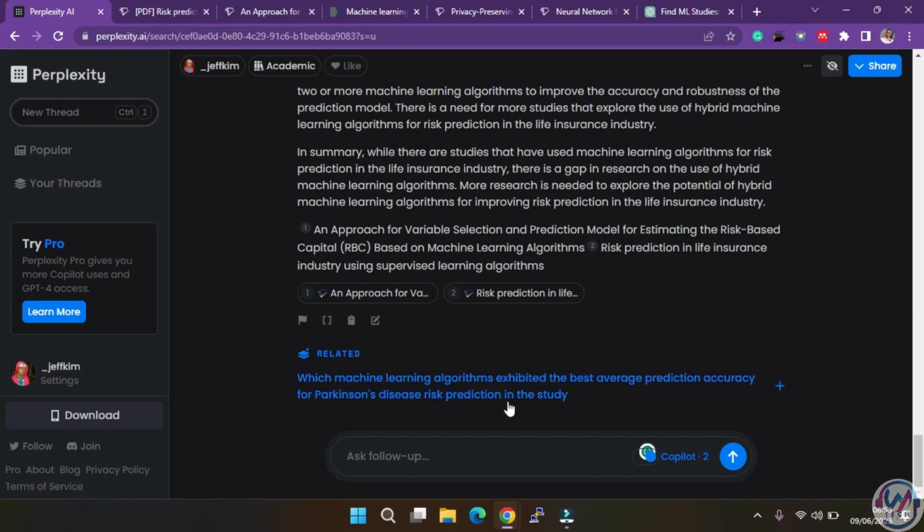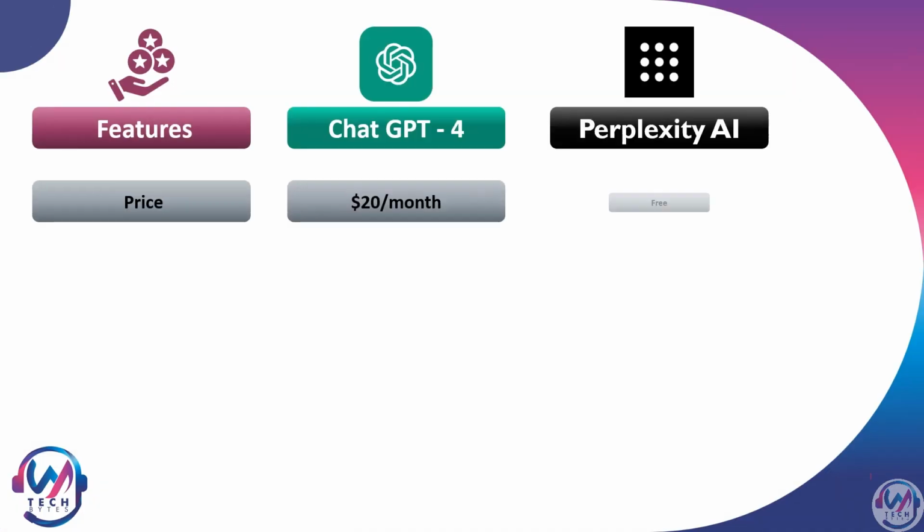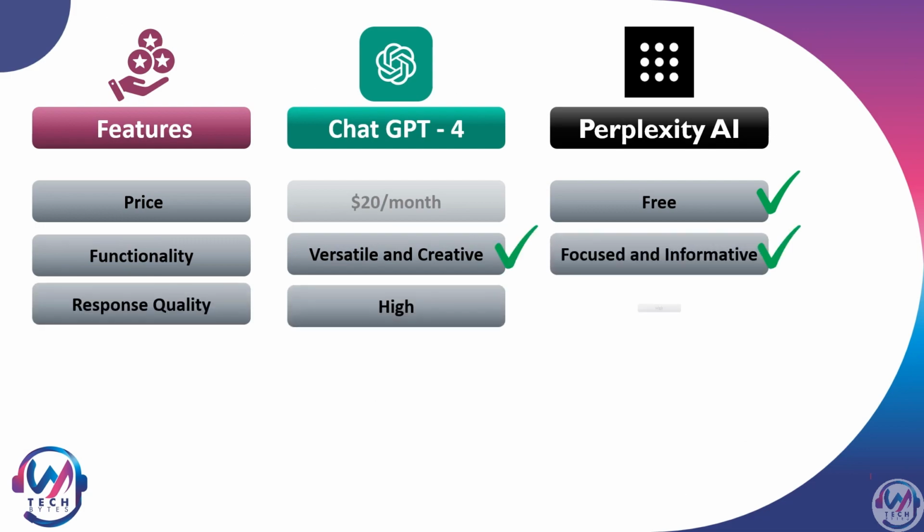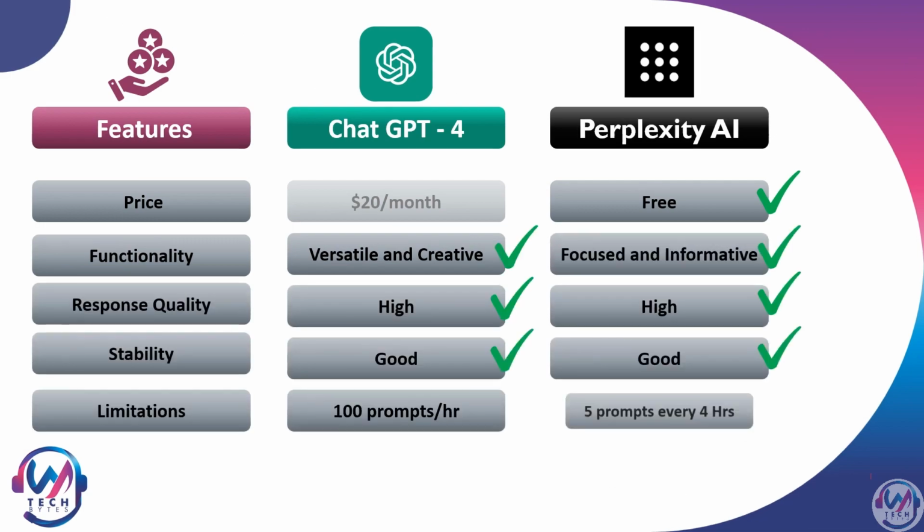It also gives you a few options here, like view sources to see the links added, click whether it's accurate or not, copy to clipboard, or you can even click this to edit the query or prompt. Here is a quick summary of the differences between ChatGPT and Perplexity AI based on features.